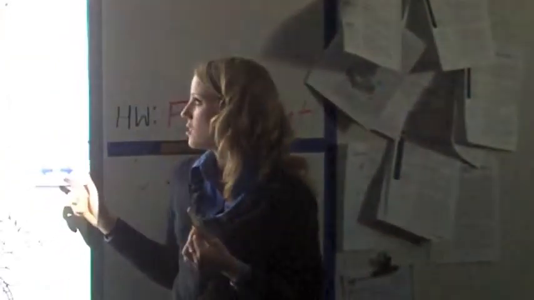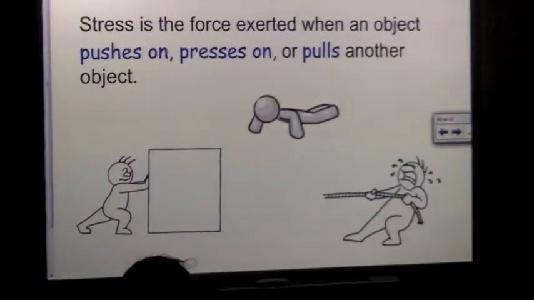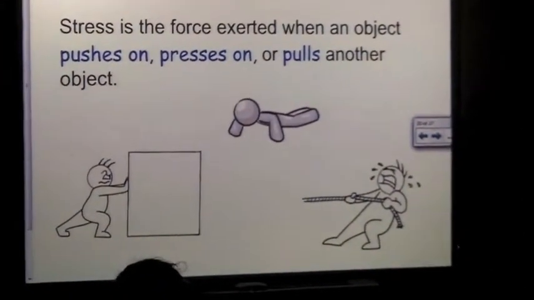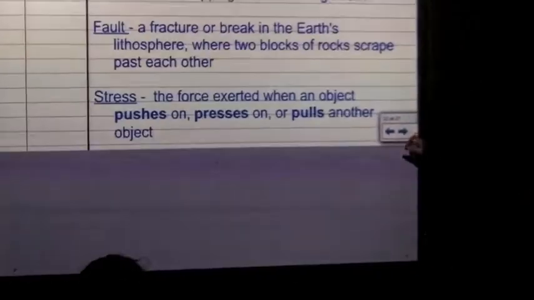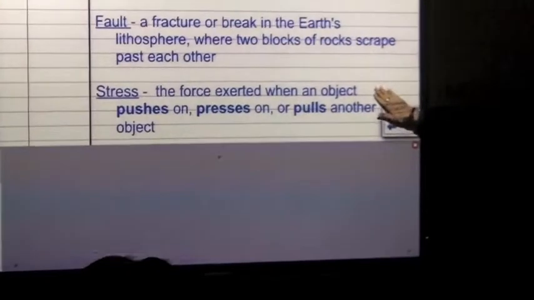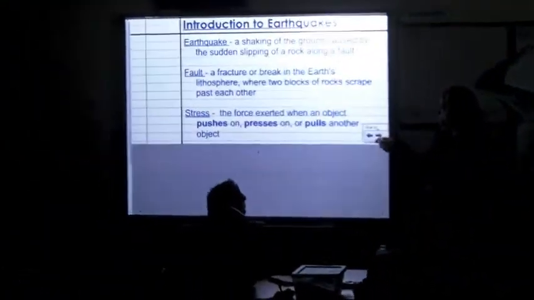All right. So, stress. Stress is the force exerted when an object either pushes, presses on, or pulls on something. So when we see this, this is some type of stress. Stress, the force exerted when an object pushes on, presses on, or pulls. To our neighbors, if need be, kind of just tilt it so they can see better if they didn't get them all.